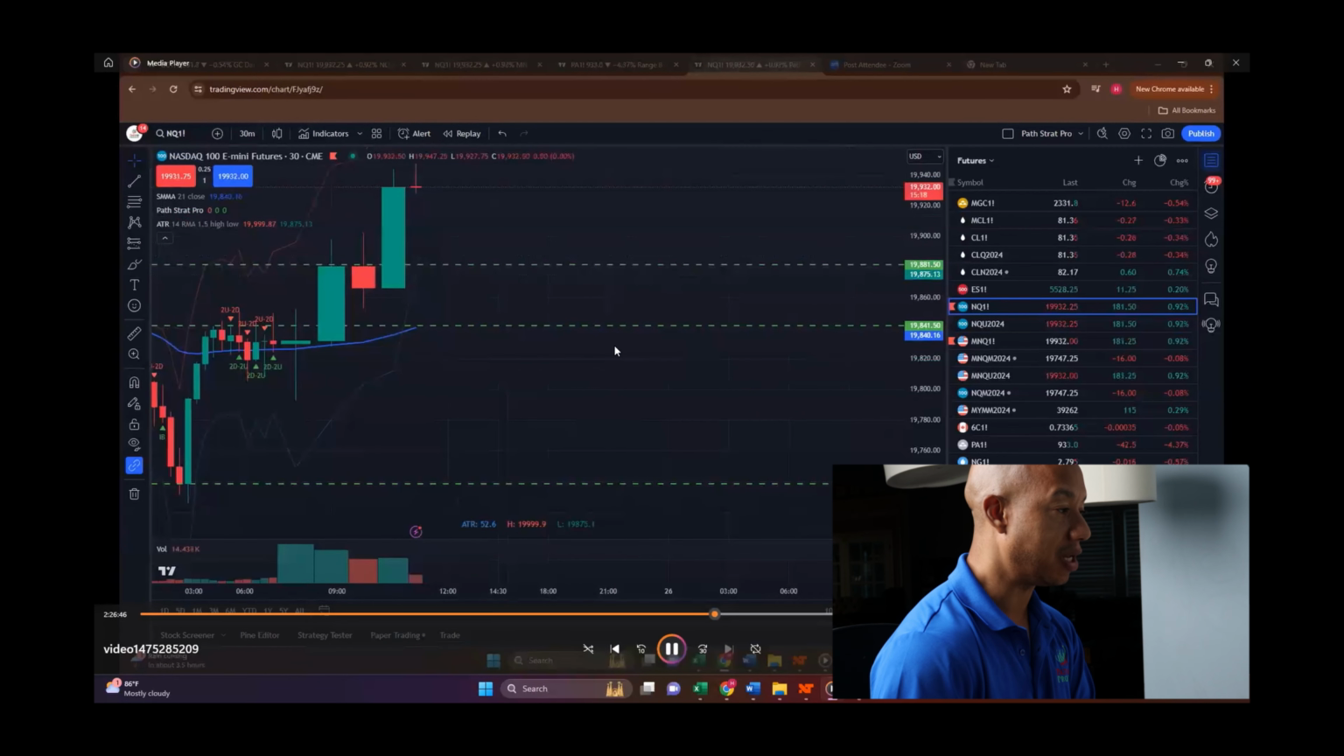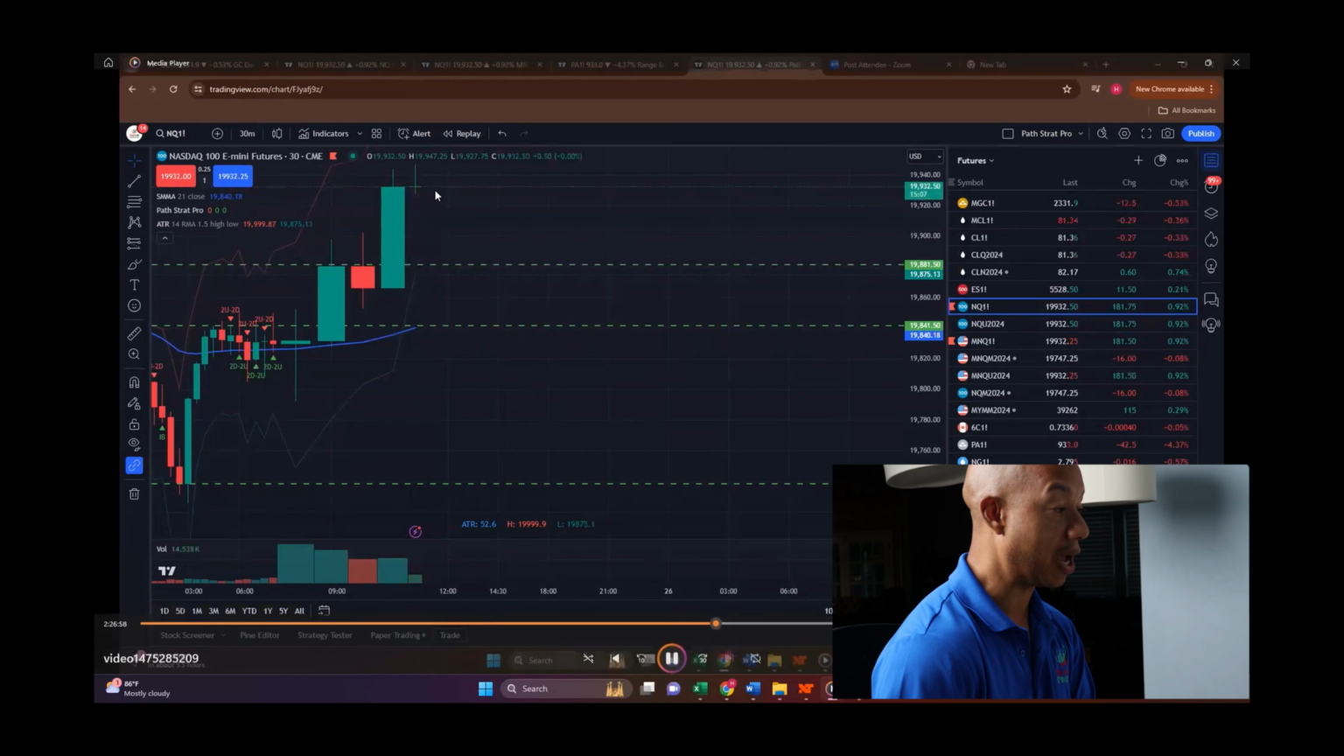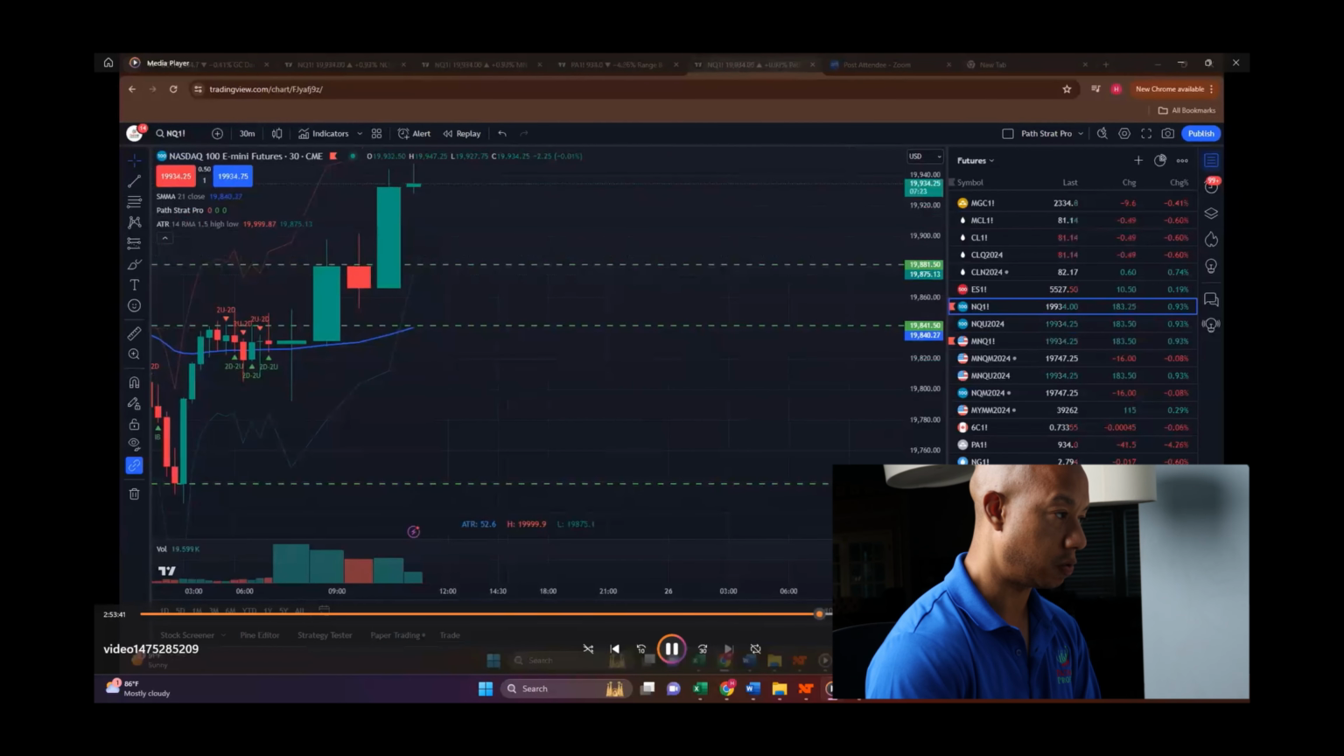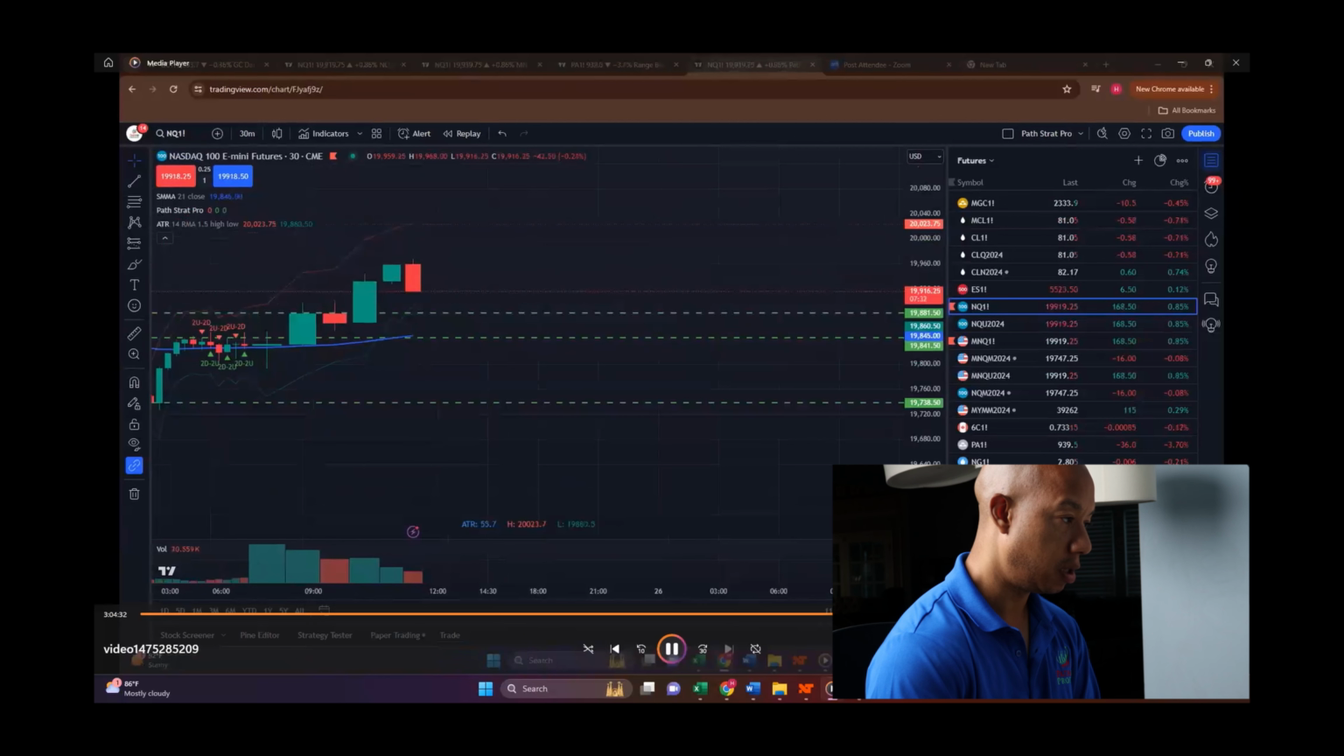And what I did is I actually set an alert with my handy dandy indicator called PathStrat Pro. I set an alert to let me know when a 2 down candle occurs, because I was actually doing work at this time. I was out in the field doing work, so I wanted my phone to let me know when we finally have the 2 down candle. All right, so we're fast forwarding again.